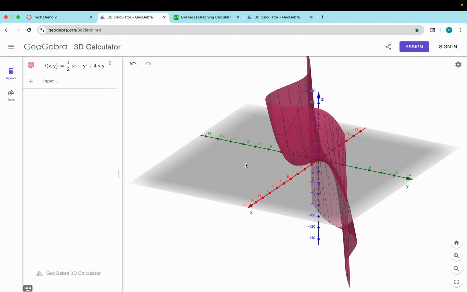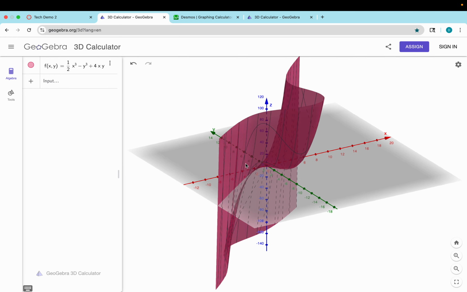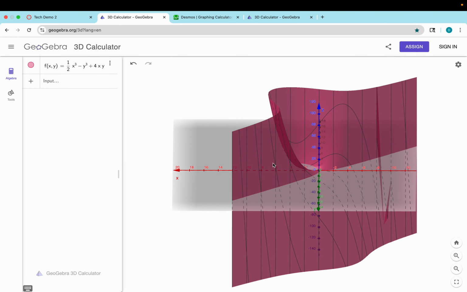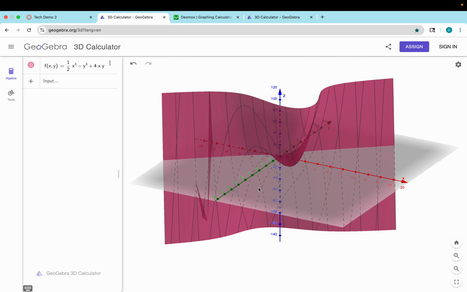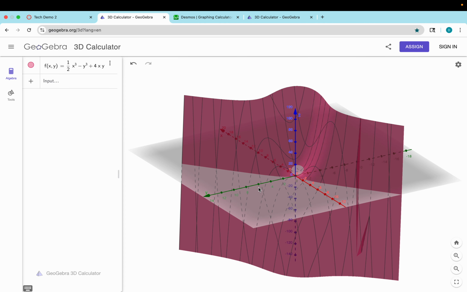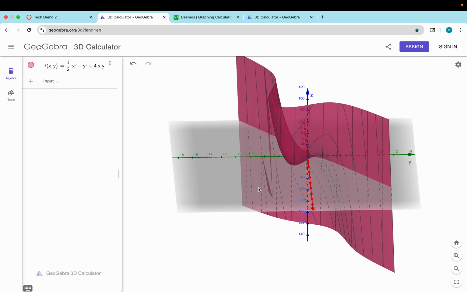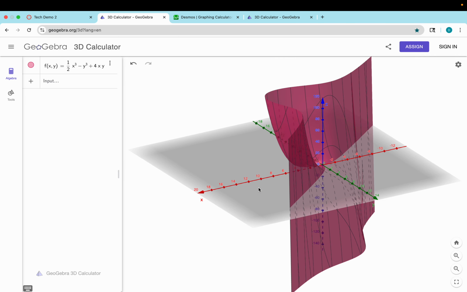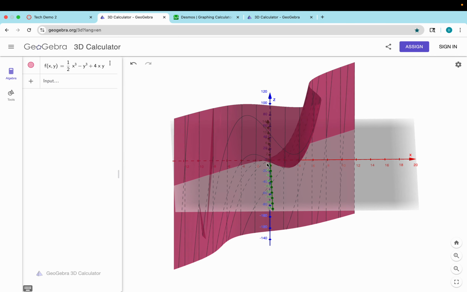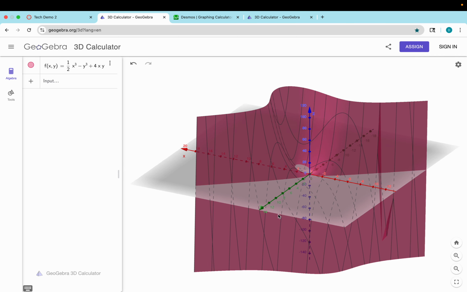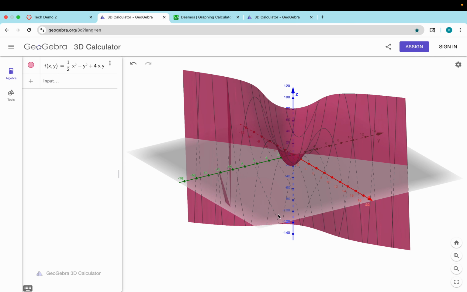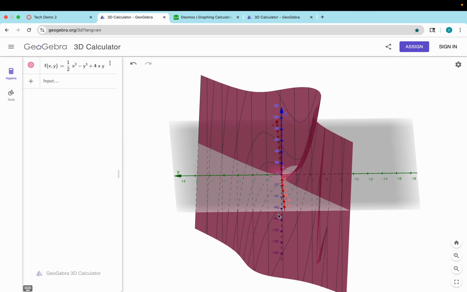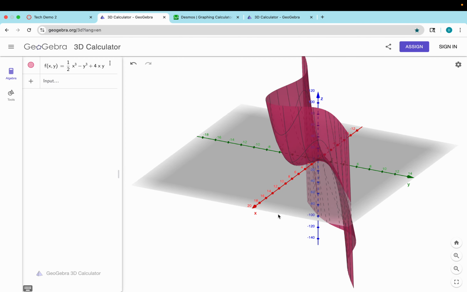steep peaks and valleys. To make the graph informative and visually clear, I selected a viewing window with x and y both ranging from -5 to 5 and z ranging from -40 to 40. By limiting the z range, we can clearly see the general shape of the surface, including how it bends, curves, and changes direction depending on the values of x and y.